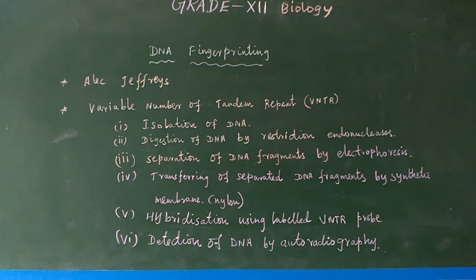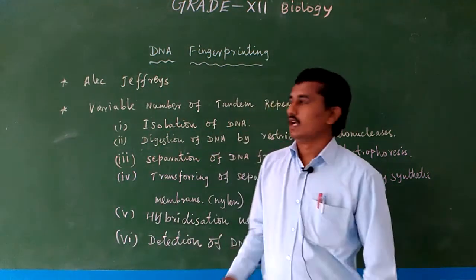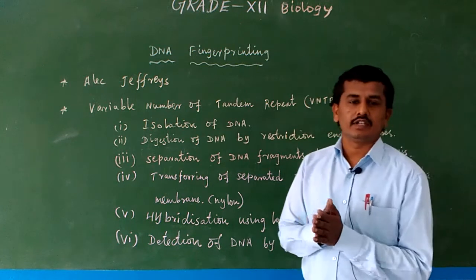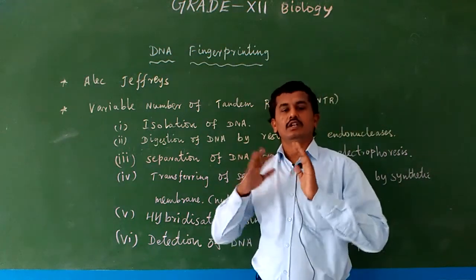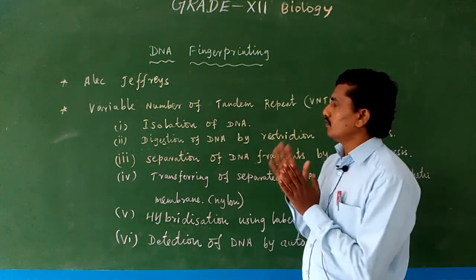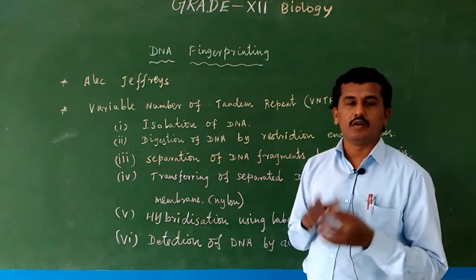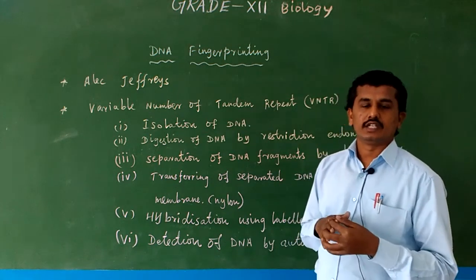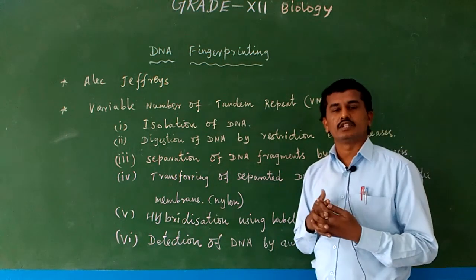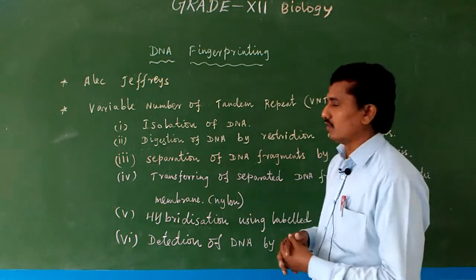DNA fingerprinting technology was first identified and used by Alec Jeffreys, and it was first used legally thereafter. Then what are the steps in DNA fingerprinting? How do we analyze the DNA structure, or the DNA fingerprint, with the use of various methods? What steps are involved?